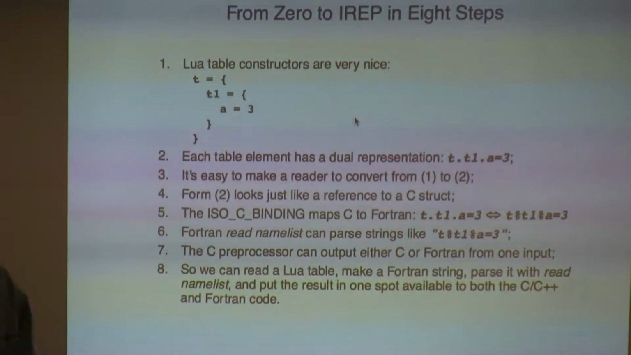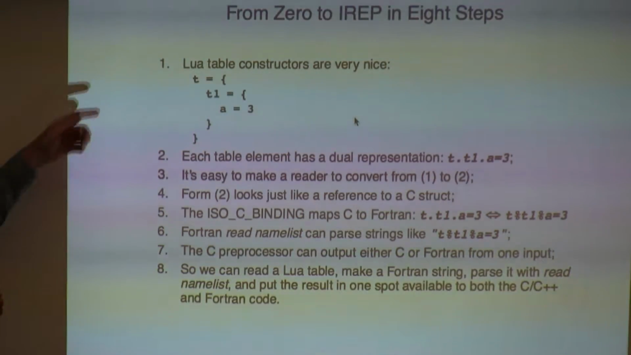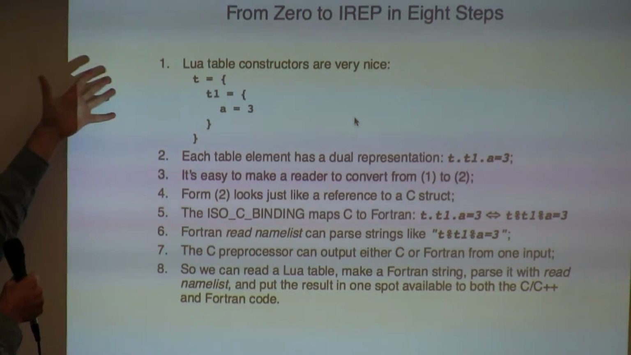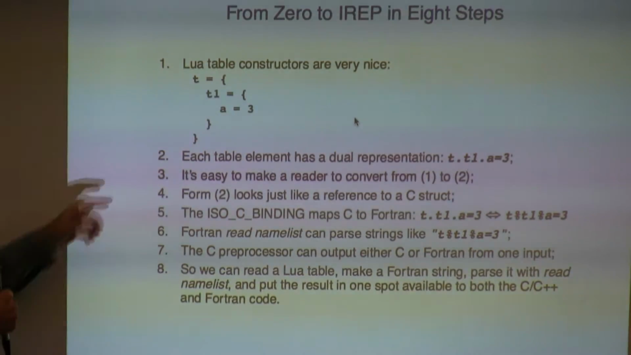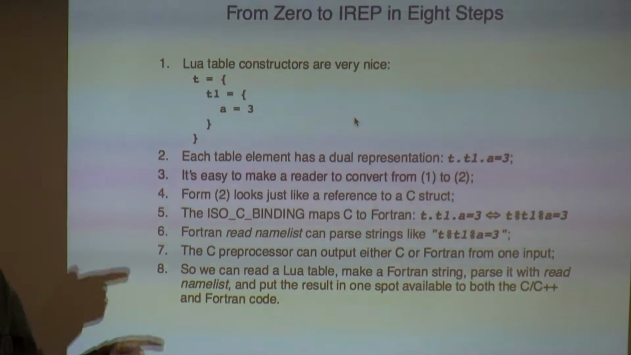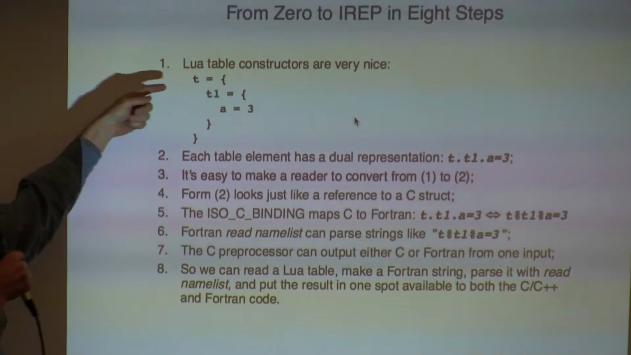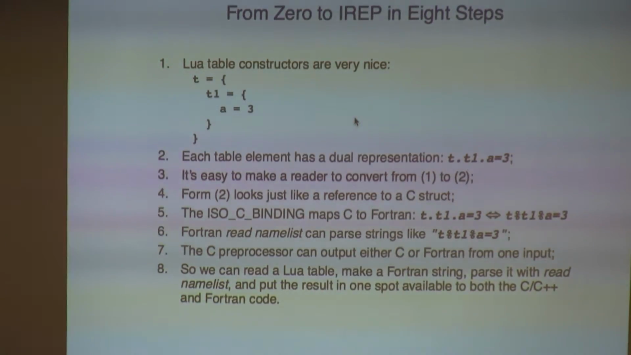Starting points. We all agree they're here today. Lua table constructors are really nice. They're concise. They're about as simple as they can be for the task that they do. And they're quite flexible and, well, I can't really say any more than that. Point 2. Every table element that is in a table constructor has what I would refer to as a dual representation.